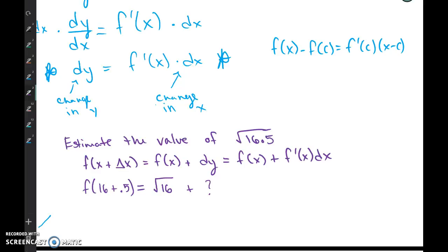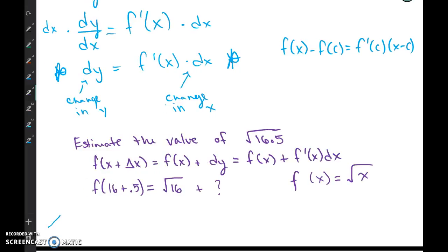Before we can do that, we have to figure out what our derivative is. Our original function f of x is the square root of x, or x to the 1/2. Our derivative of that, which I know you all know how to find, we pull down the exponent and make it 1 smaller. So that would be the same as saying 1 over 2 square root x. Alright, if you need help with that, see me.